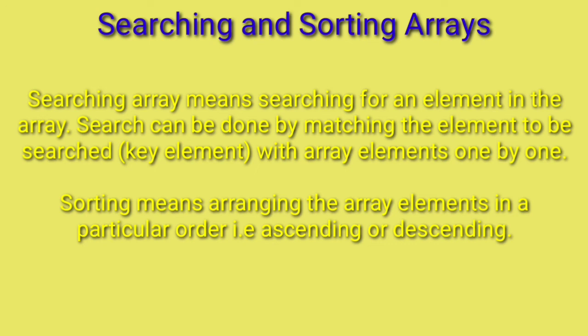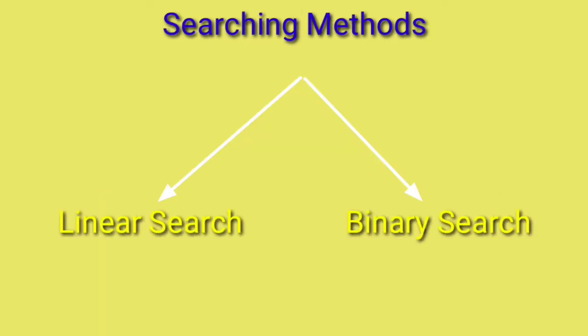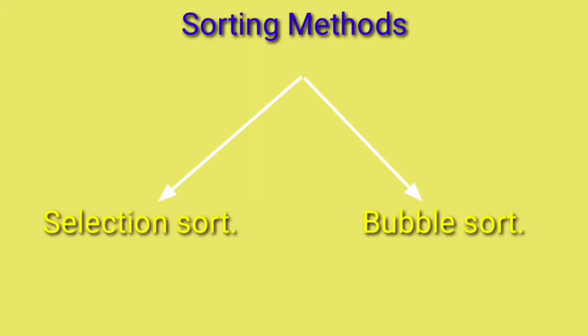So now here I will tell you which are the sorting methods and which are the searching methods in Java. Firstly we have the searching methods. The first method that we will discuss is linear search, and the second method in Java for searching an array element is called binary search. So these two methods you have to study carefully, because they are very important. And next we have the sorting methods. In sorting we have bubble sort and selection sort.